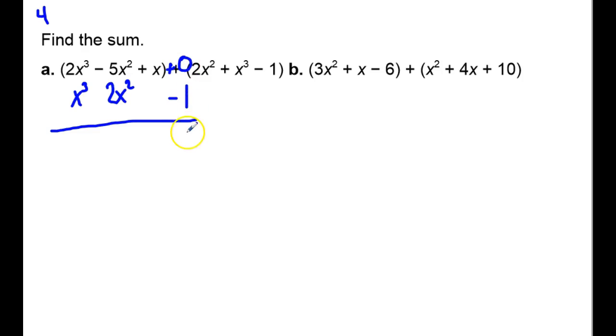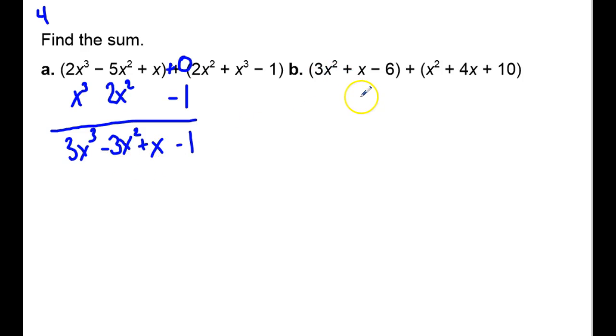So I know that 0 plus a -1 is -1. X plus 0 is x. Negative 5x squared plus 2x squared is a -3x squared. And then 2x cubed plus x cubed is 3x cubed. So here's my final answer.